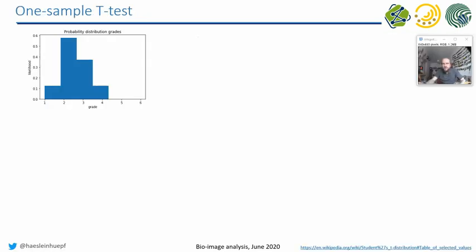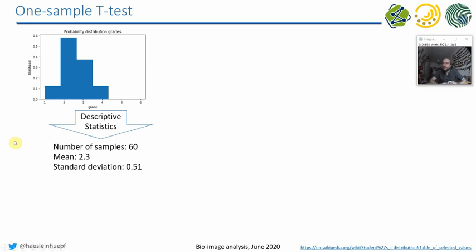So let's first talk about the t-test. The t-test allows us, according to the website, to test if the mean of our observed sample and the mean of the population are actually the same. So this is the null hypothesis we can falsify with this test. And this is our likelihood, the probability distribution we observed when grading students after the exam.